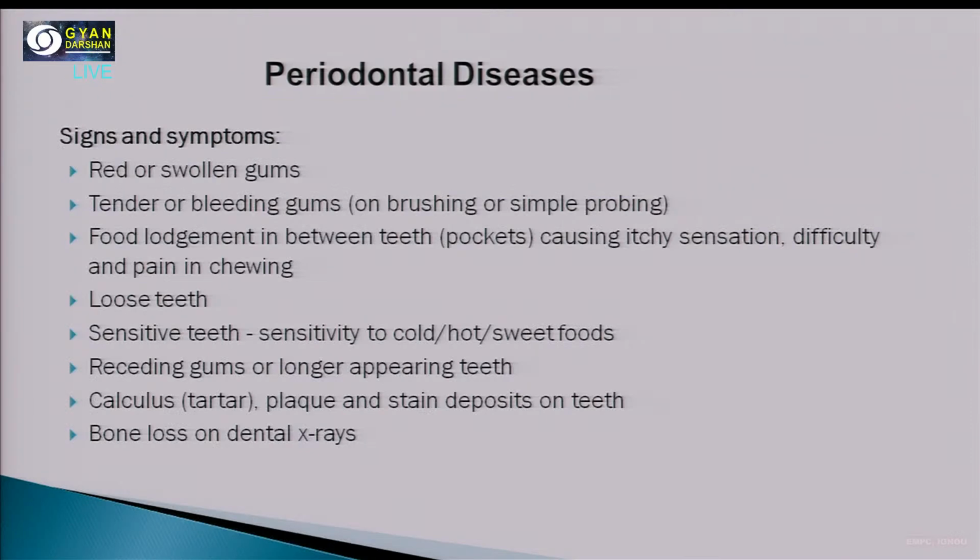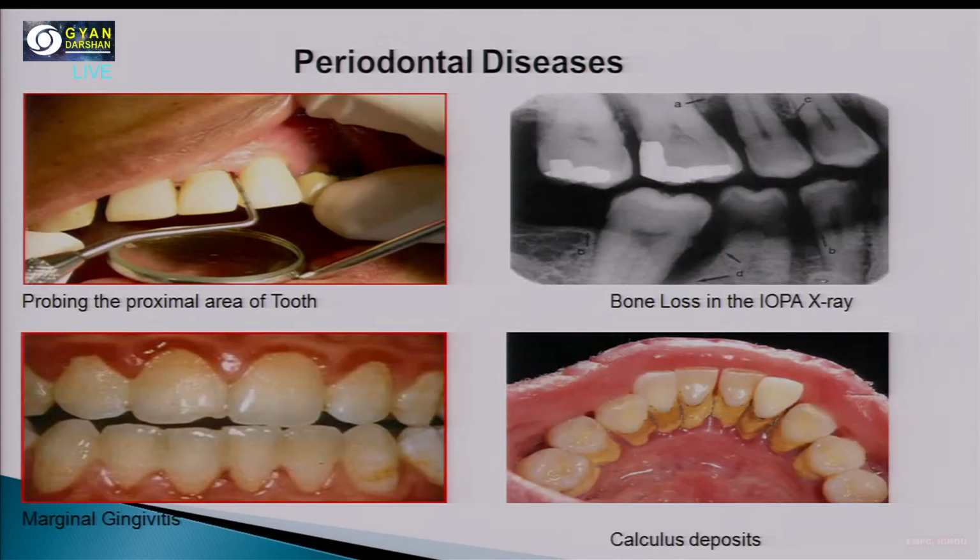These are a few signs and symptoms of periodontal diseases. The first feature would be red or swollen gums, tender and bleeding gums. There would be food lodgement in between the teeth causing an itchy sensation, and there would be difficulty and pain in chewing, loose teeth, sensitive teeth, receding gums, and calculus and tartar deposits, stains on teeth, and on a dental x-ray you would find bone loss.